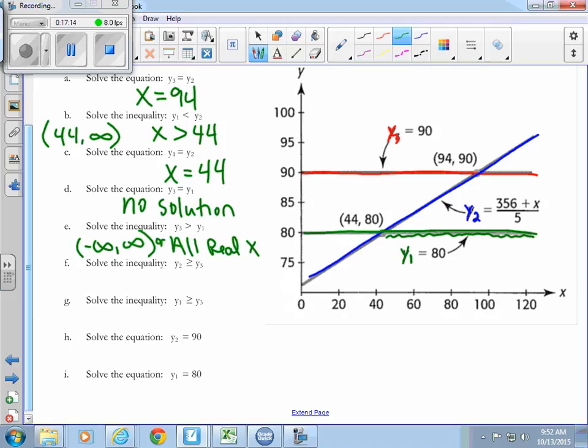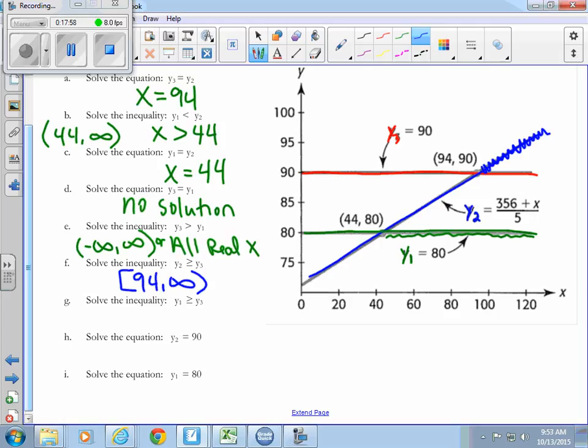Y2 greater than or equal to Y3. So let's look. Where is Y2? It's the blue one. Blue line, right? Yes. Blue line is Y2. Which one's Y3? The red one. The red line. So I want Y2 to be greater than, which is taller, right above. So does everyone agree that's up here? So where is up there? 94 to infinity, or greater than 94. Brackets or parentheses? Why a bracket? It's or equal to, so it's Y2 greater than or equal to Y3.